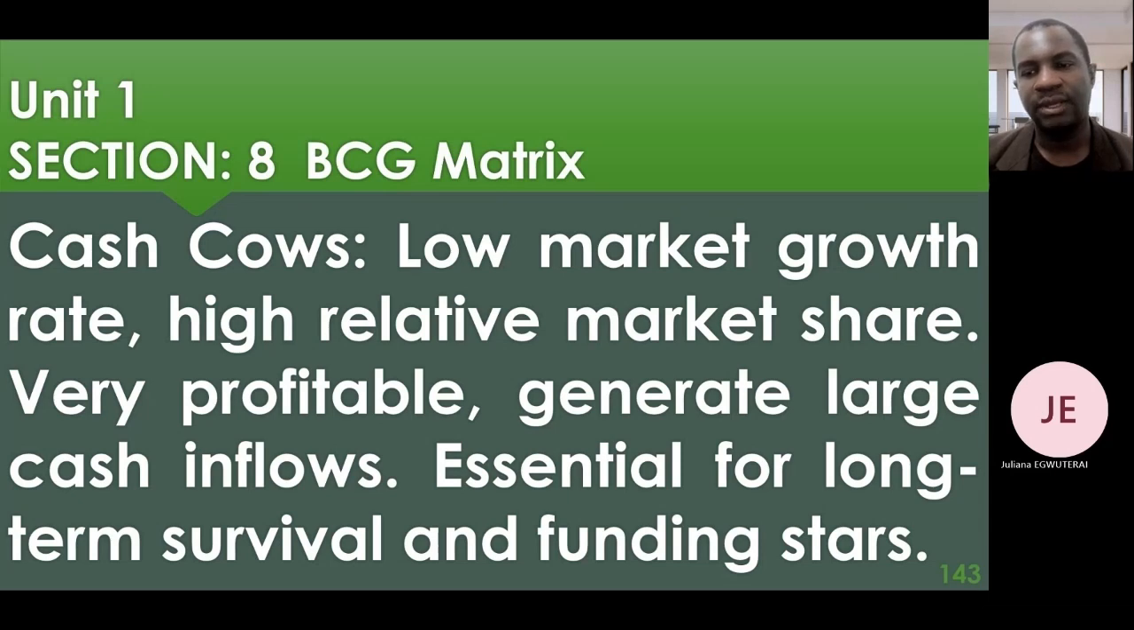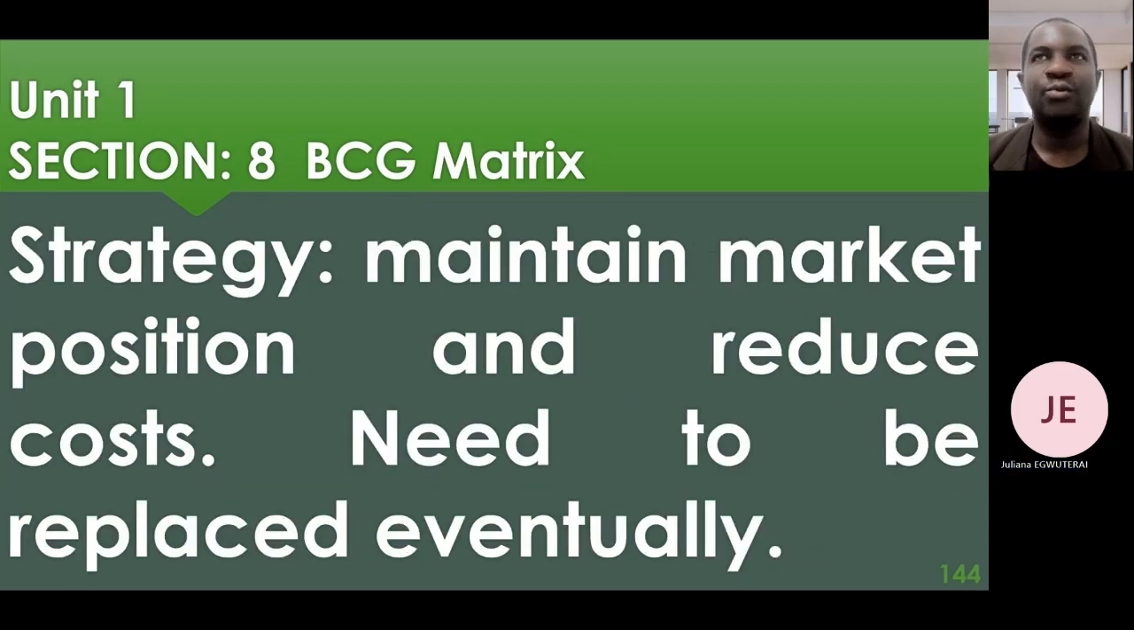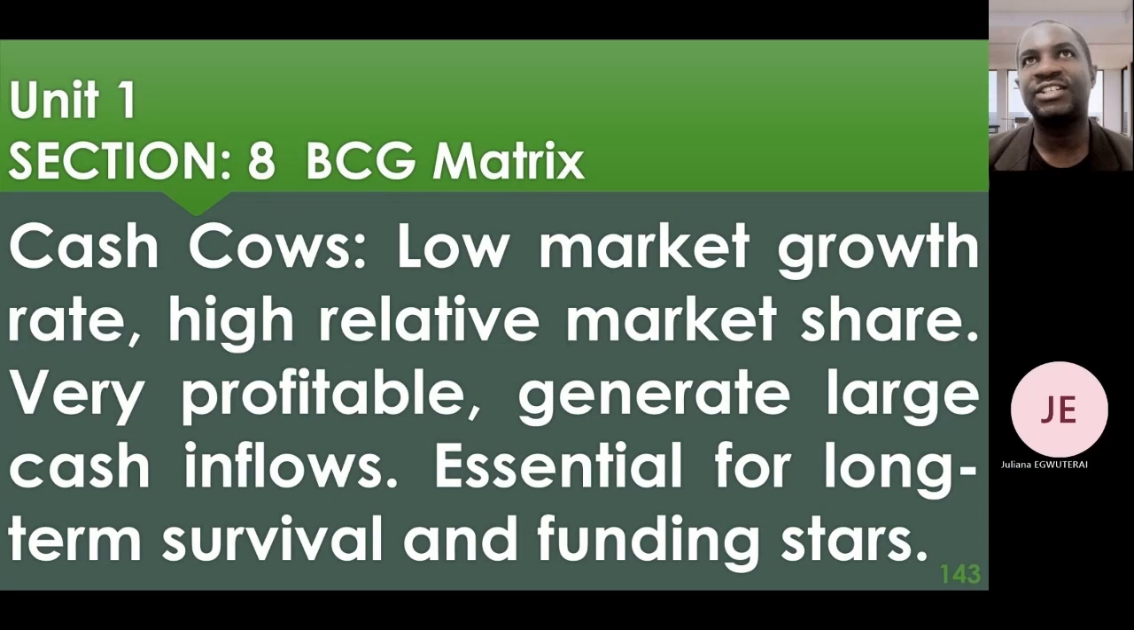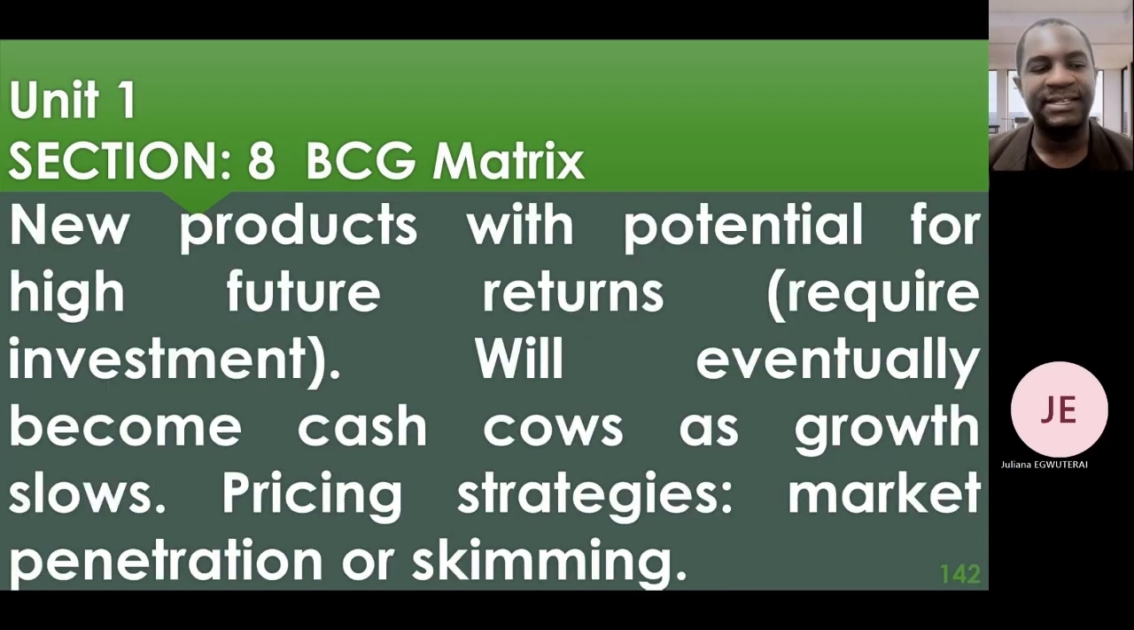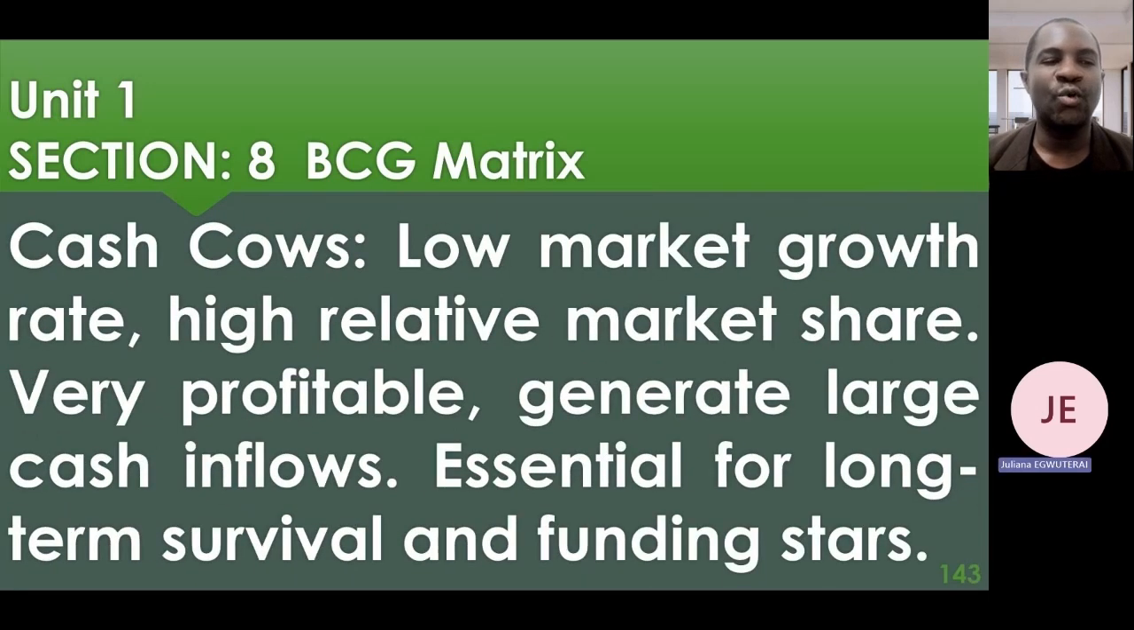And is very profitable. It generates large cash inflows, essential for long-term survival and funding stars. So if we say that Coke is a cash cow, Fanta is a star. There were Sprite. So we can make Fanta and Sprite stars. Let's call Fanta and Sprite stars. Then let's categorize Coke as a cash cow. It has high relative market share, is very profitable, and has large cash flows.